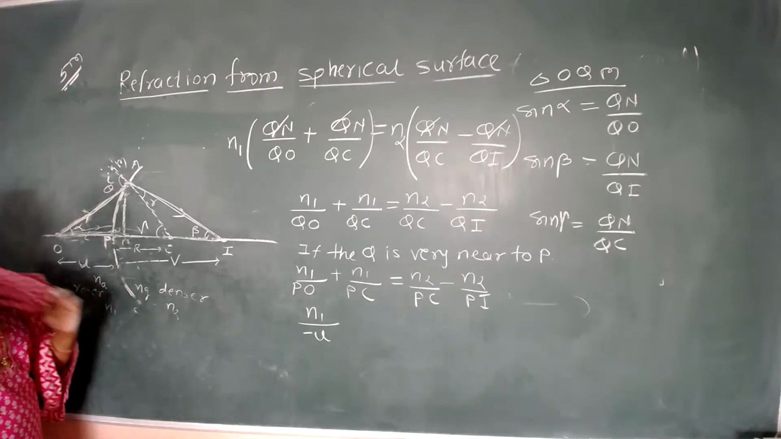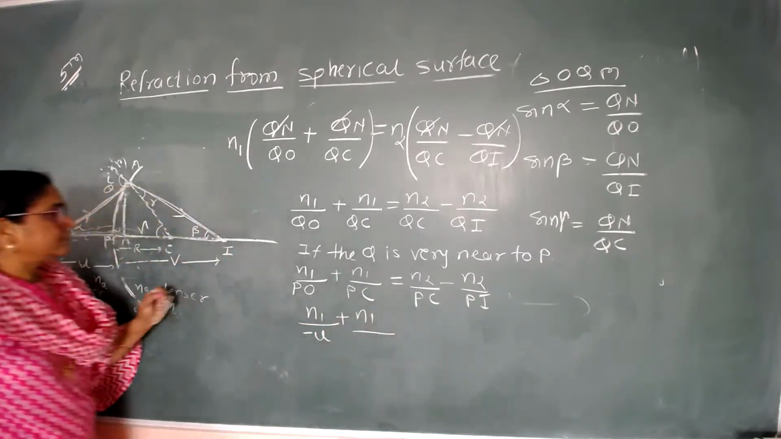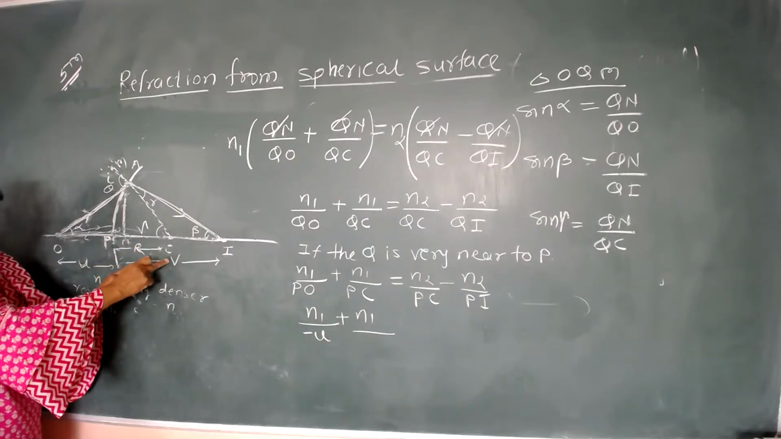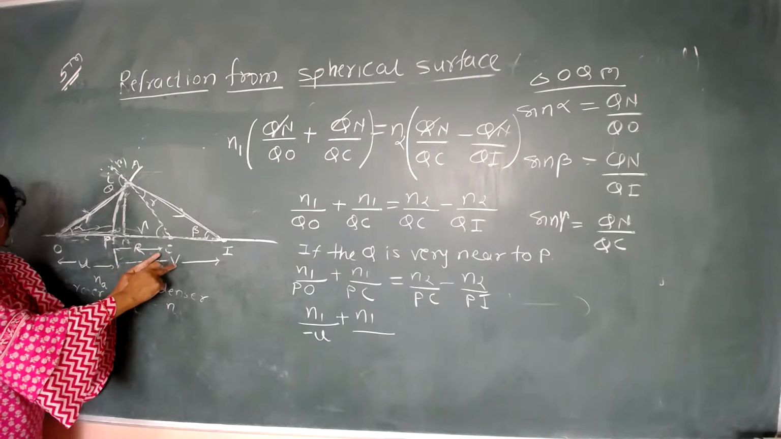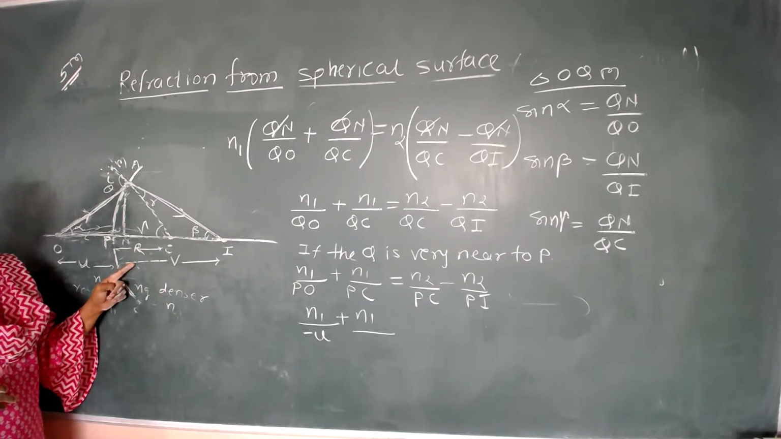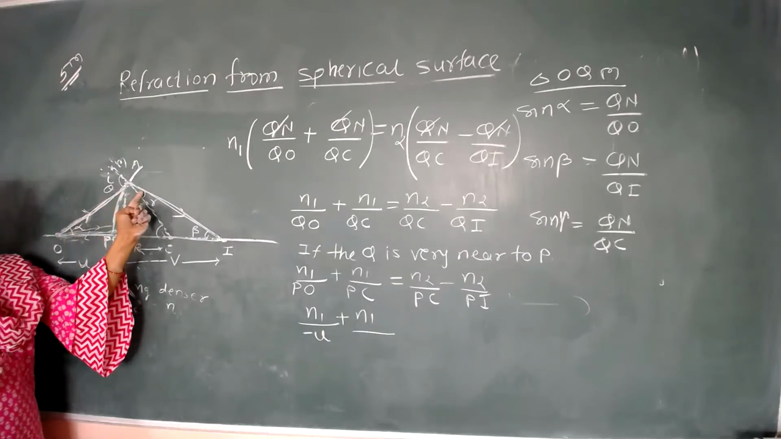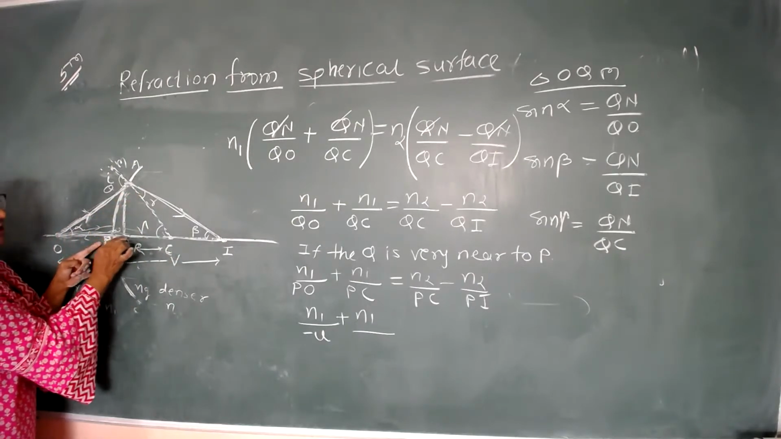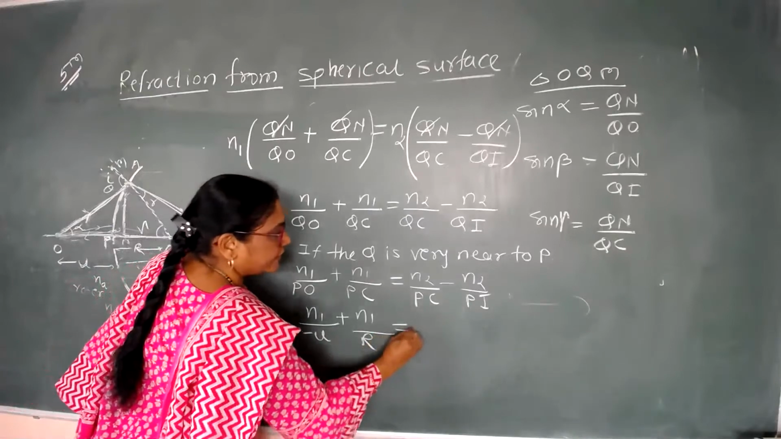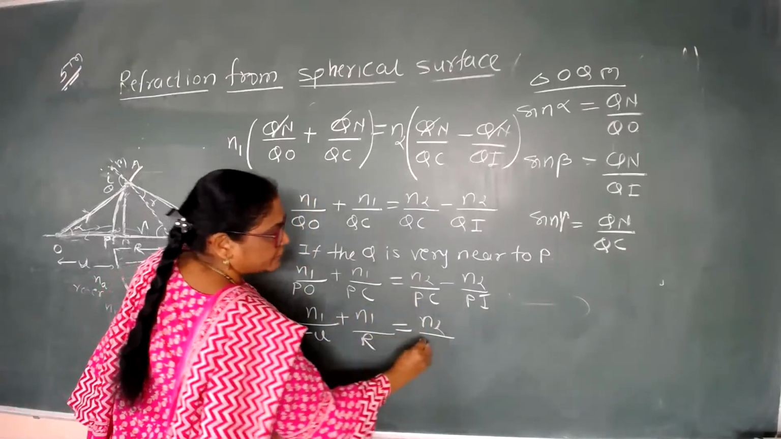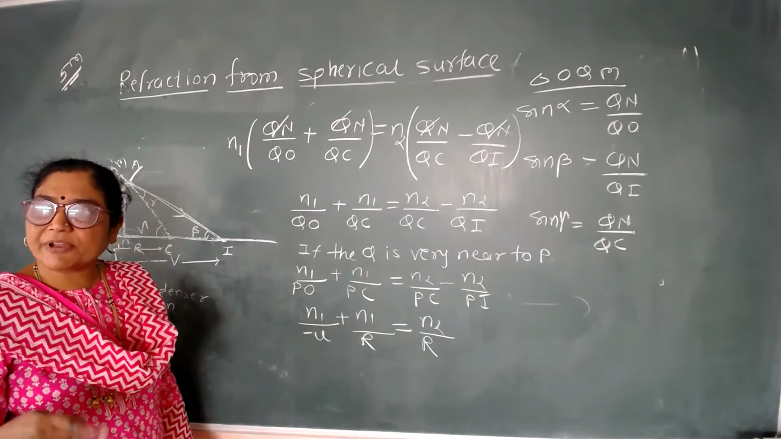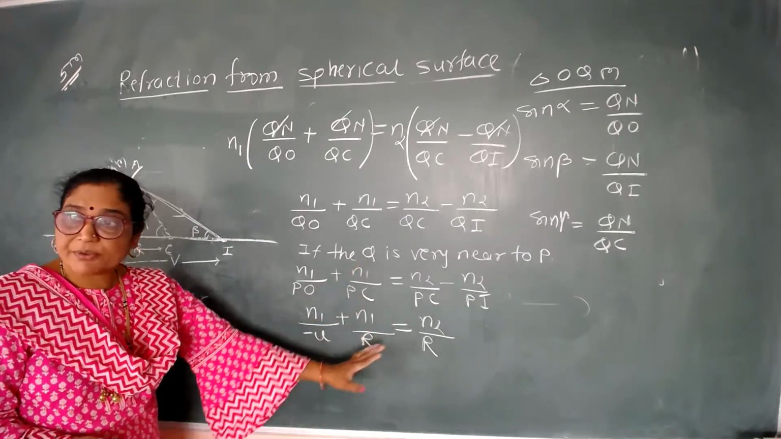Clear? Then see n1 divided by PC. What is PC? PC is the radius of curvature. The distance between the pole and the center of curvature is known as the radius of curvature. In this figure, is the radius of curvature positive or negative? Positive. Clear? The incident ray is in this direction and we measure C in the same direction, so R is also positive, and this is n2 divided by PC. It is the same R. It is a single surface, so the radius of curvature is one. If there are two surfaces, there are two radii of curvature, but here, with a single surface, it is R.